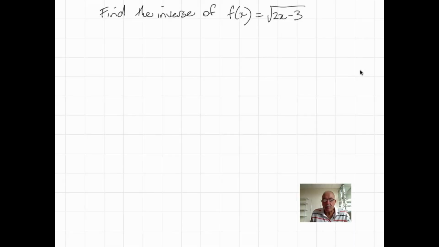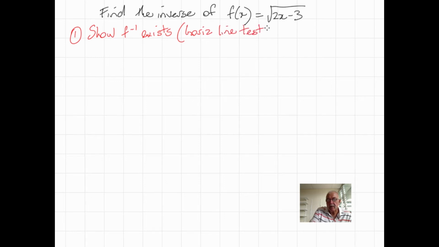Here's another example of finding the inverse of a function. We're going to use our template again. The first step of the template is show the inverse exists, and we do that by the horizontal line test. So we've got to be able to graph the function.